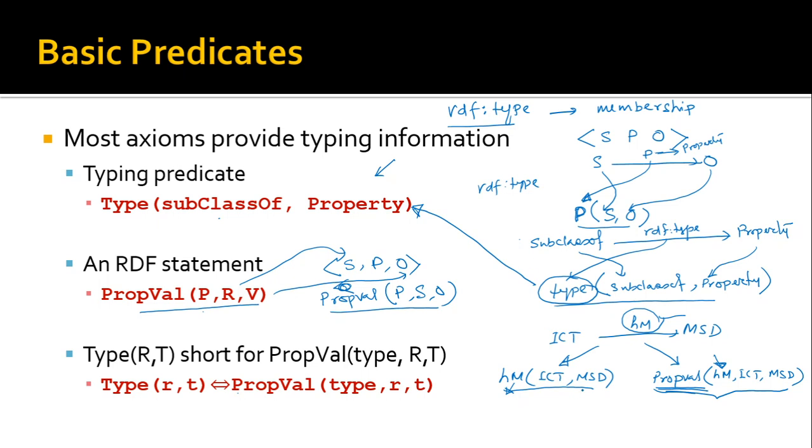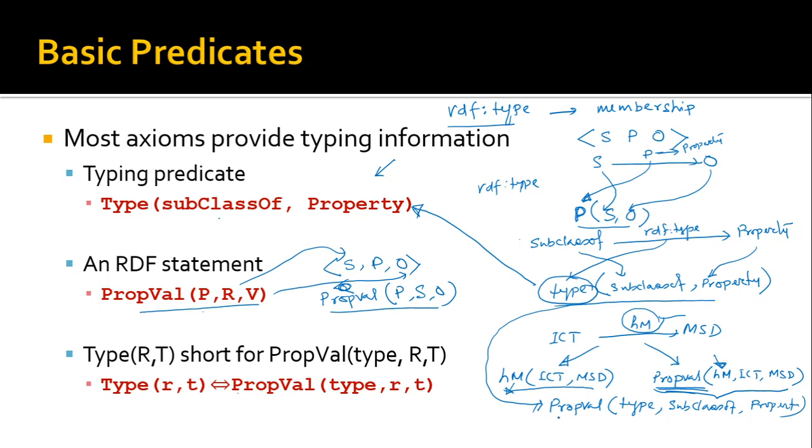But when we have something like RDF type, instead of using prop val, if you convert this particular triple into the prop val form, how would it look? It will look like prop val type, because this type is your property. What is the subject? Subclass of. And what is the object? The object is property. So you can see that we can also write this particular statement in this form.